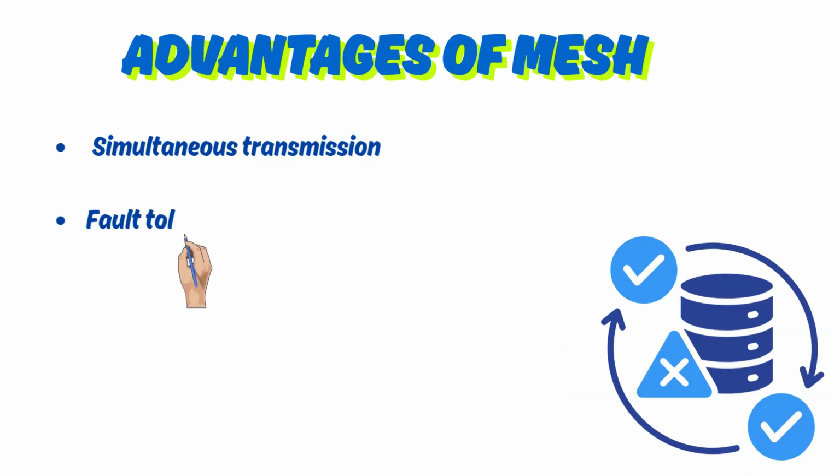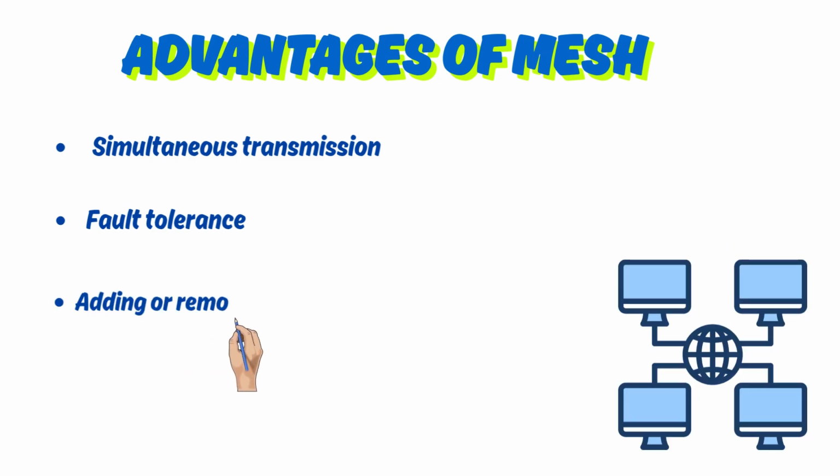The second advantage is fault tolerance. A failure in one link or device doesn't affect the entire network as the data can be routed through other paths in the network. And lastly, easy modification. The adding or the removal of a node doesn't affect the working of other nodes in the network.